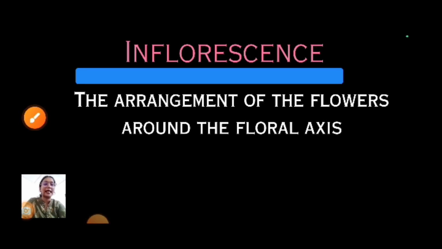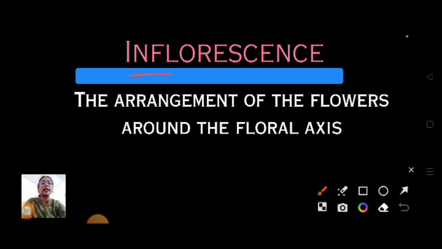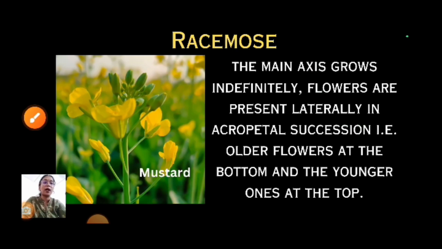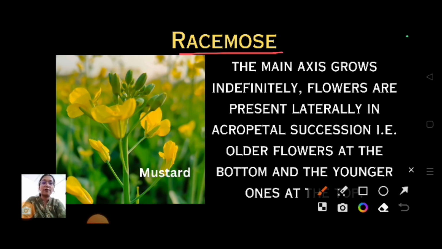Then moving on to the next slide, let's talk about inflorescence. What is inflorescence? It is the arrangement of the flowers around the floral axis. How the flowers are arranged around the floral axis, we'll see that one by one. There are 2 types. One is racemose inflorescence. In this case, can you see in the mustard flower diagram? The bud will be at the top and the older flower will be at the bottom.